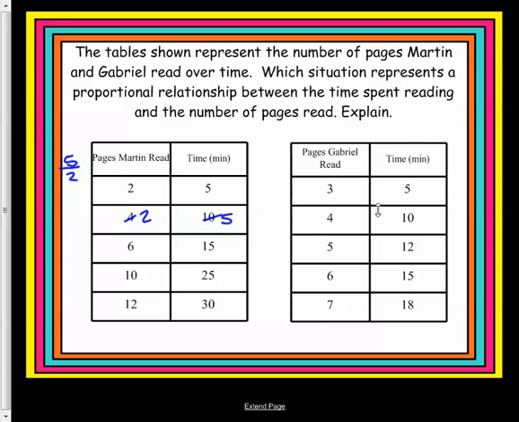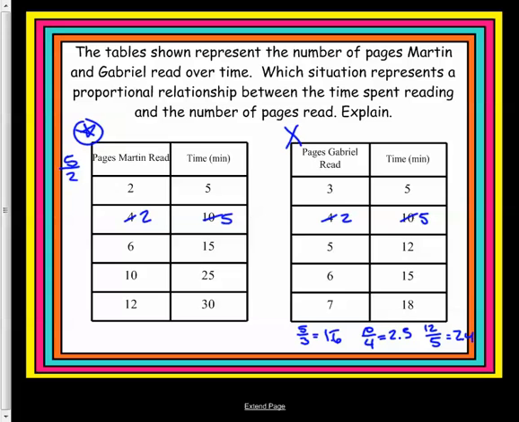Over here, though, for Gabe's, this is not a proportion. So this one is, this one's not, because if I simplified this and divided by 2, this one would be 5 and 2. This one, if I simplified it, 12 divided by 5 is 2.4. So if we look here, all three of these ratios are not the same.